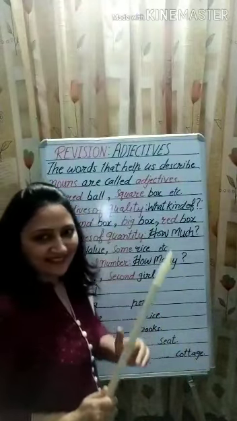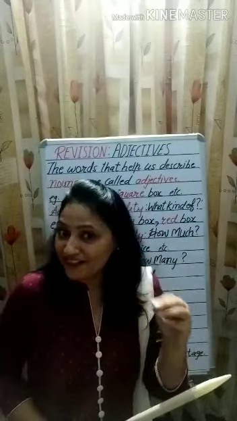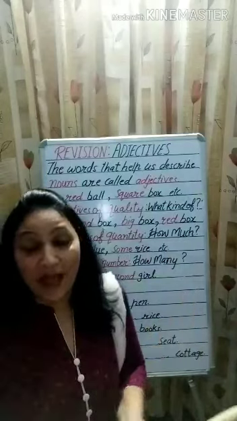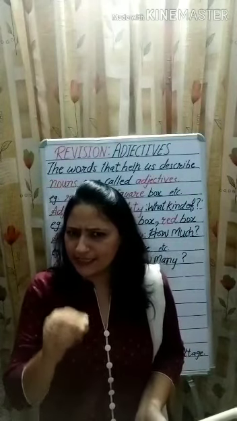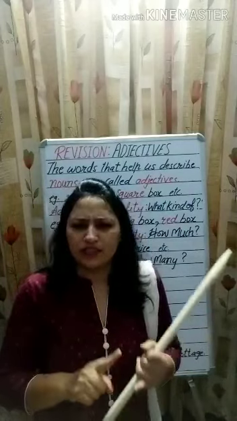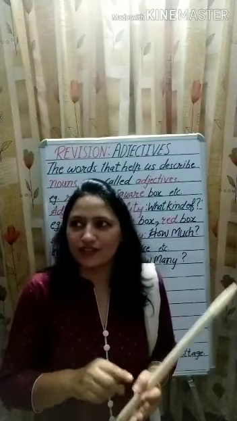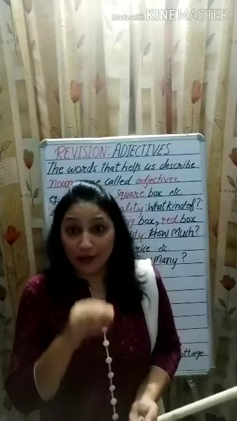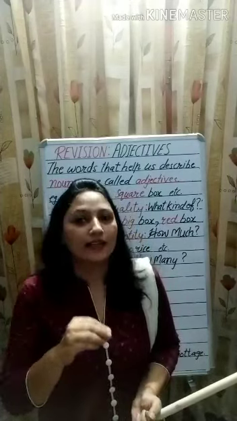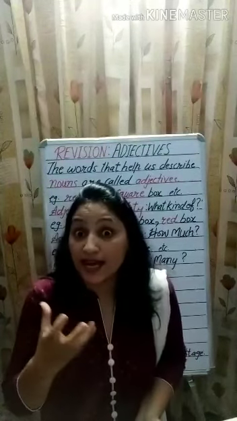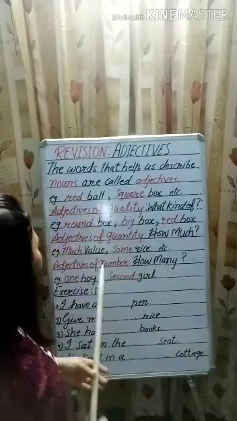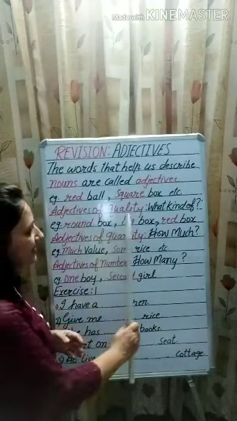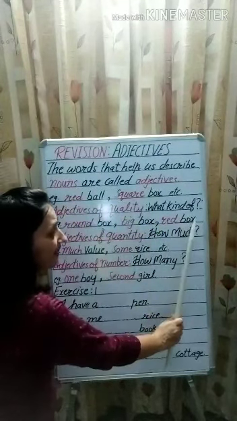Now let us revise the types of adjectives. First, we have adjectives of quality. That is very simple. My dear students, adjectives of quality tell us about the shape, size, color, texture, quality and nationality of a noun. They also answer the question, what kind? Now look at the examples. We have three examples here: first, round box; second, big box; and third, red box.